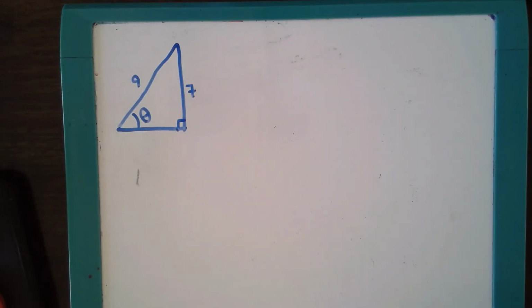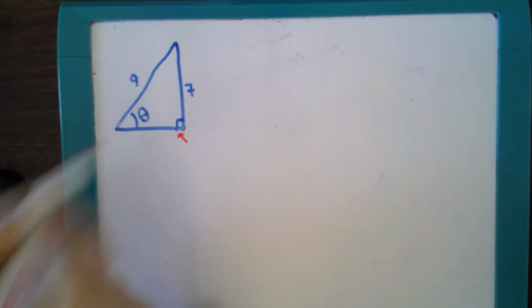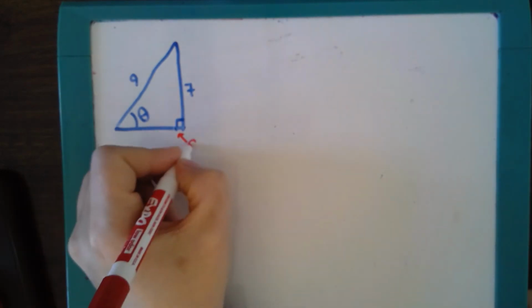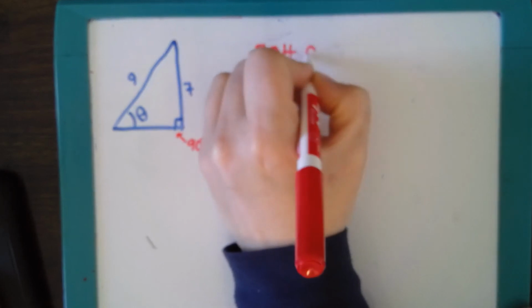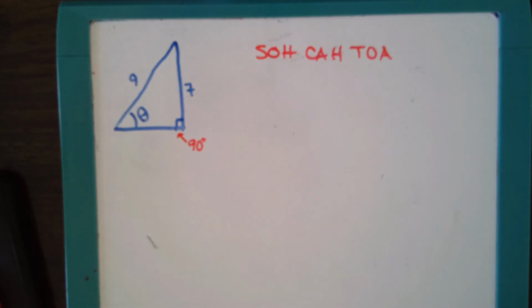The next example is looking for an angle size given two sides of a right angle triangle. So again, we have this right angle triangle. It's 90 degrees, which means we can use SOHCAHTOA. You don't have to write this down every time. Hopefully you don't have to write it down at all anymore. You kind of remember how to use it.